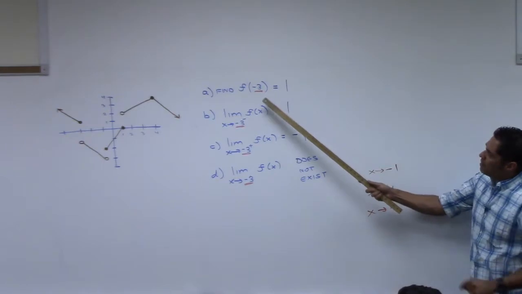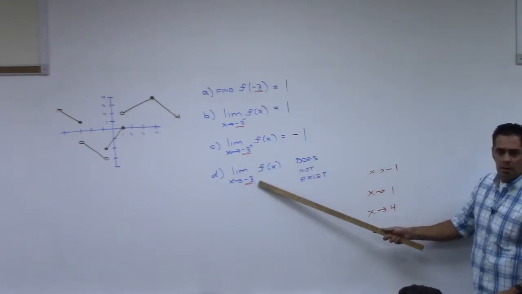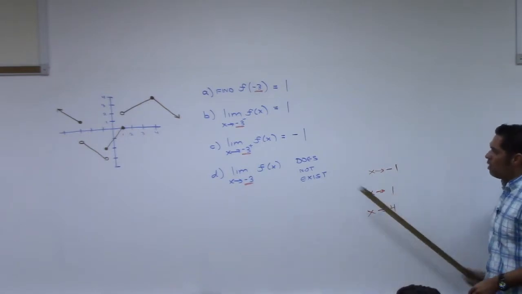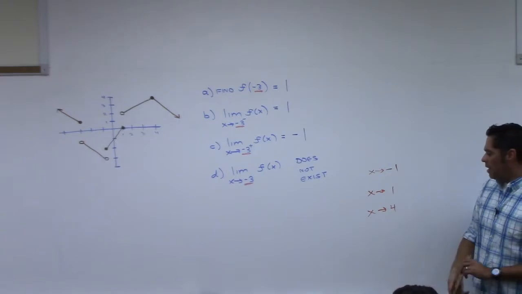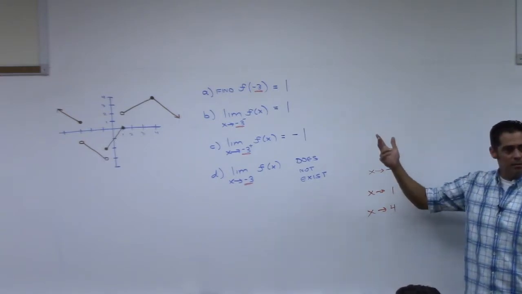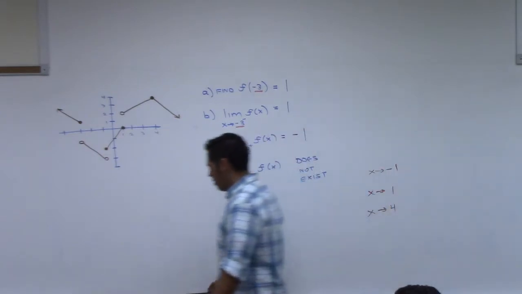Do this one, so replace that with -1, -1 from the left, -1 from the right, -1. Then do another 4 questions with 1 in here. 1, 1 from the left, 1 from the right, 1. And then 4, 4 from the left. Got it? Yes? Okay. See what you get.